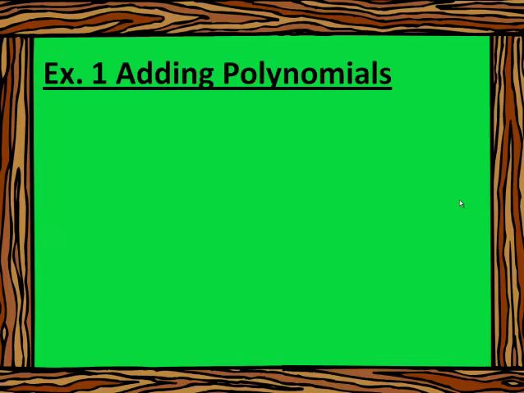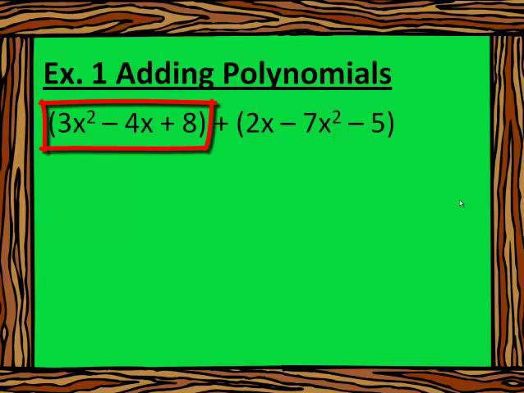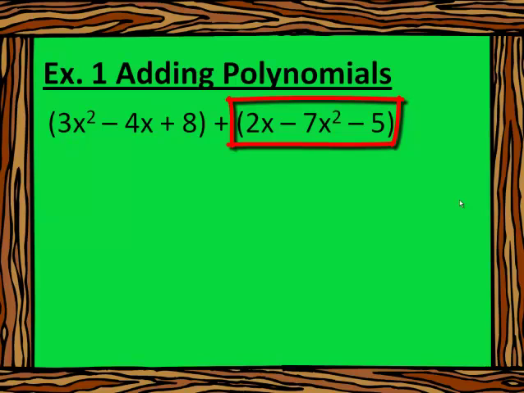Example number 1, adding polynomials. I have two polynomials here. My first polynomial is 3x squared minus 4x plus 8, and there's another polynomial that's being added onto it, 2x minus 7x squared minus 5.